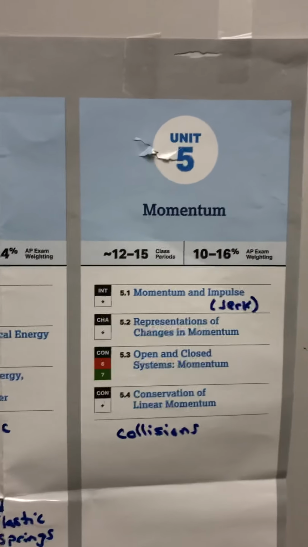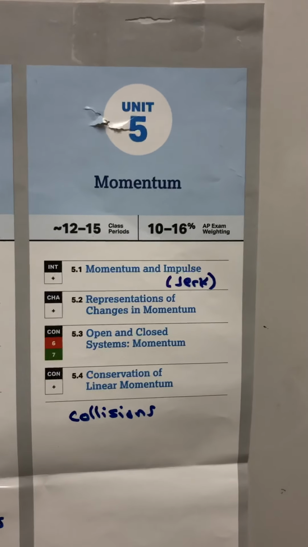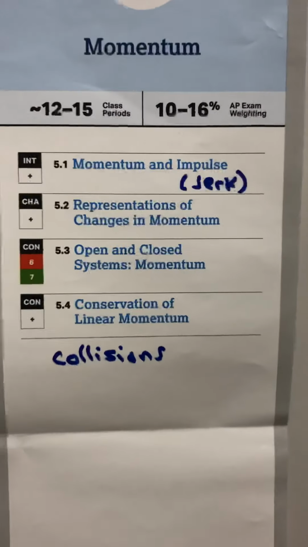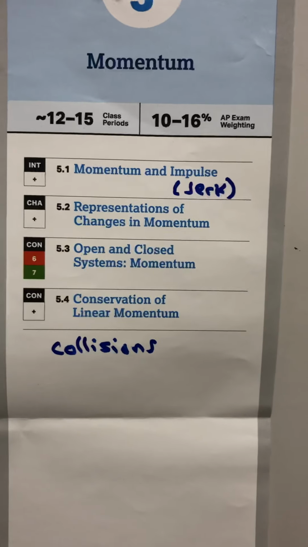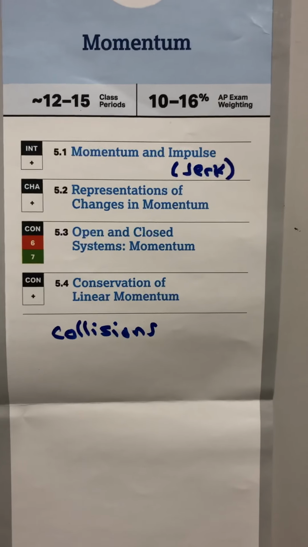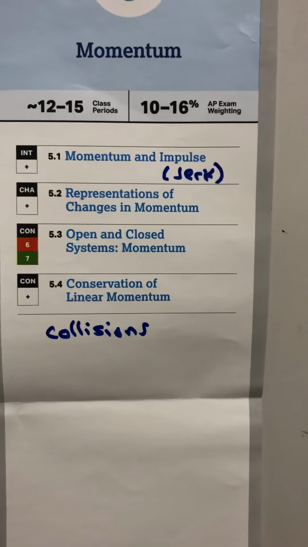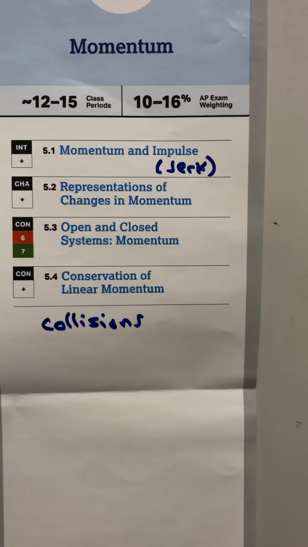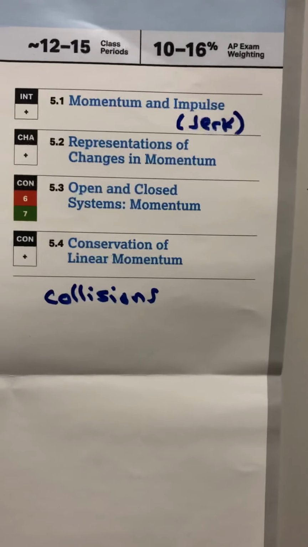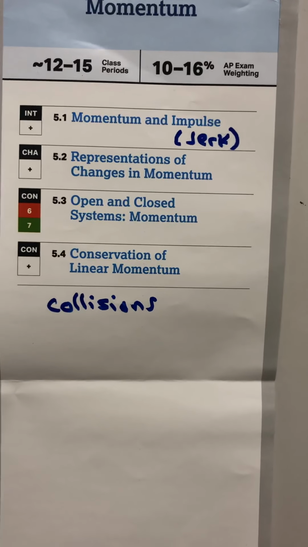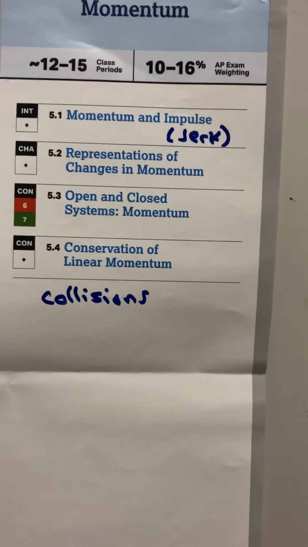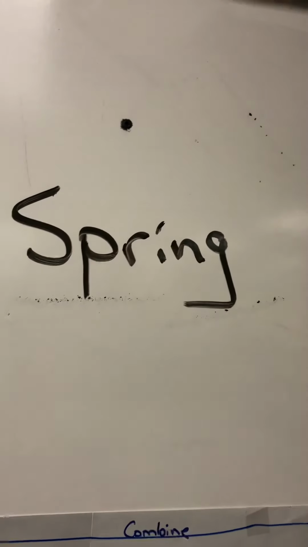And normally, hopefully before Christmas, we'll start Unit 5, which is momentum. This is momentum and impulse. Impulse is sometimes referred to as the jerk. Those of you who are in calculus, this will be the third derivative of position or the first derivative of acceleration. We're talking about changes in momentum, collisions, open and closed systems, the conservation of linear momentum, and explosions.